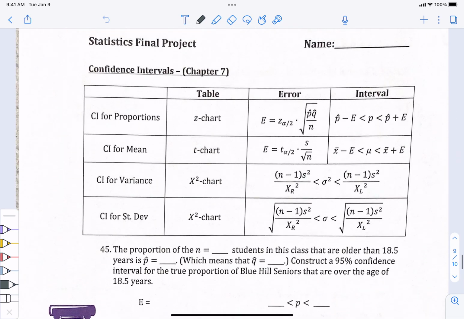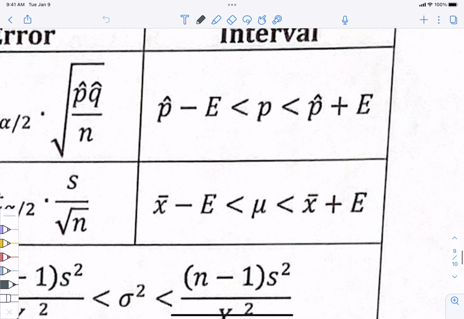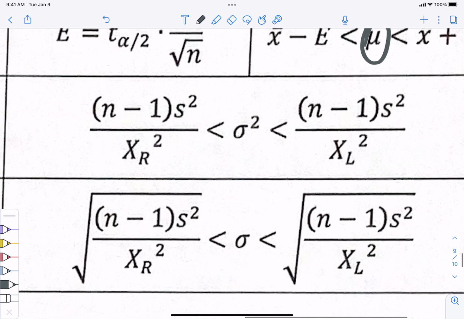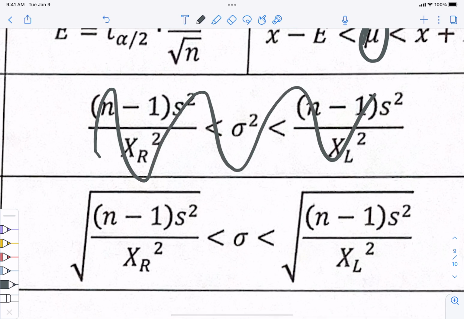And here you go. Confidence intervals. Do you remember what a confidence interval looks like? Okay, so you hate confidence intervals. So we start with, for proportion, it's called P. For mean, it's called mu. For a standard deviation, I don't think I give you variance, so I can cross this one off, but a standard deviation we call sigma.